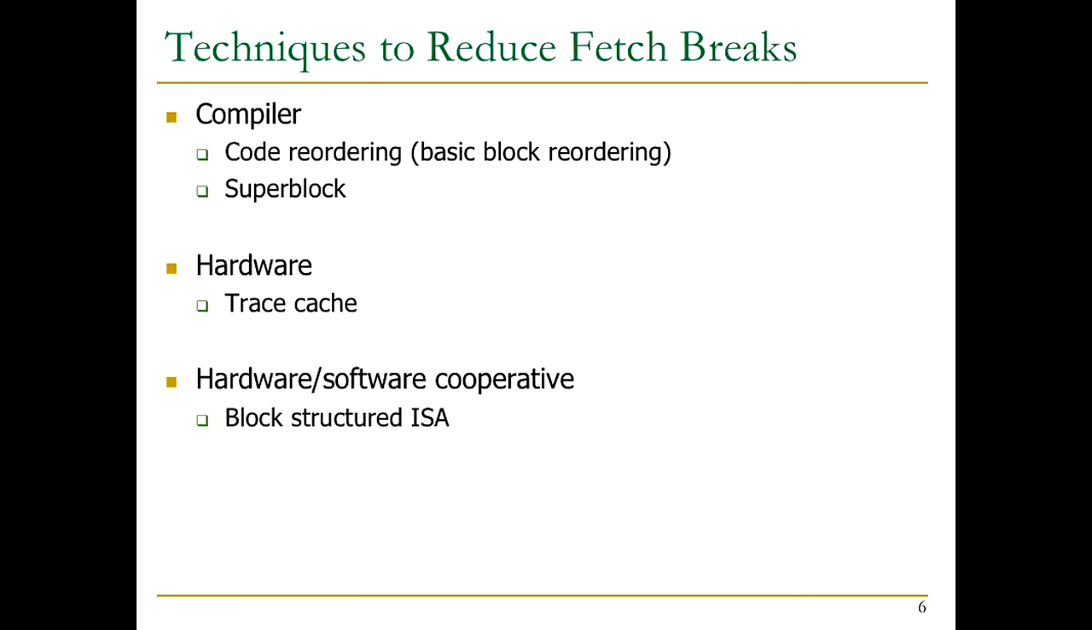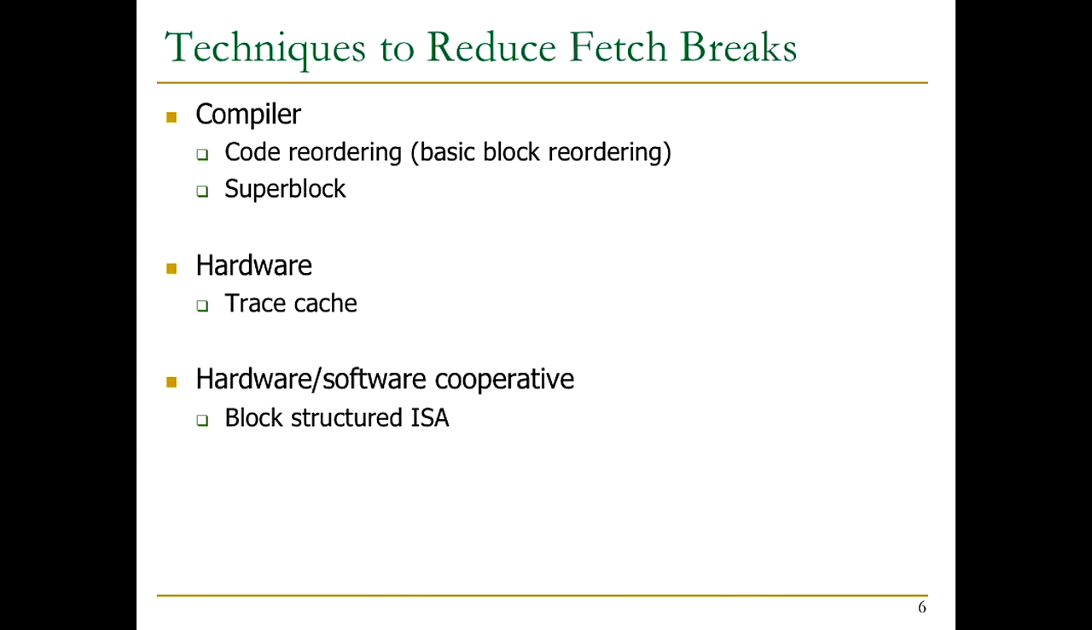Okay, this is where we were. Basically, I think last time we stopped at the superblock, if you remember. I showed you that a superblock is a single entry, multiple exit block. And essentially a trace is a sequence of dynamic instructions, which we will talk about. I introduced the term trace earlier. It's a sequence of executed dynamic instructions. Right? You can optimize a trace. A trace can have multiple entries and multiple exits. A superblock can actually have a single entry and multiple exits. And we're going to talk about that.